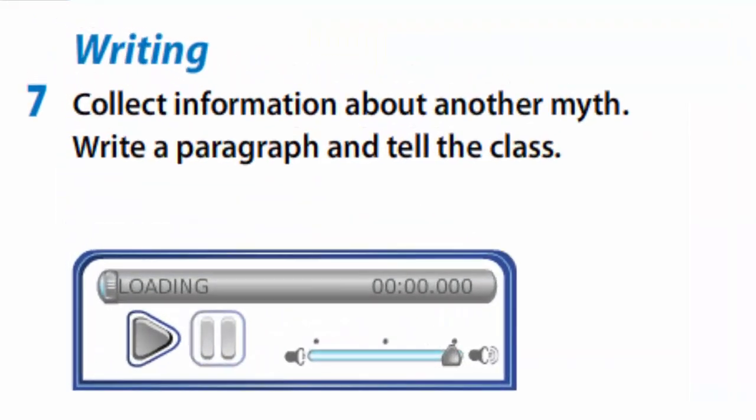Exercise 7. You are to collect information about another myth and write a paragraph in your copybook. Please listen for the example. There are a number of myths surrounding Galileo, but the most famous one is about how he proved the theory that gravitational acceleration is equal for heavy and light objects.